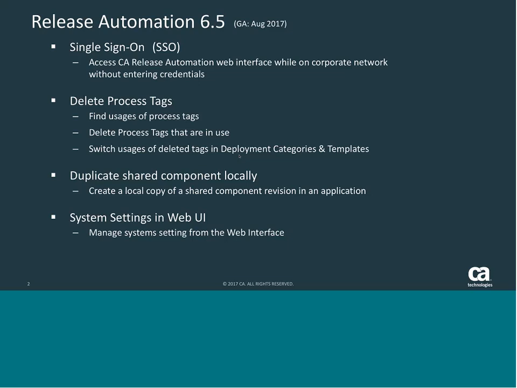First of all, you can do a find usages of a certain process tag, so you can see exactly where it is being used. You can delete the process tag even if it isn't used. And a very nice feature is that once you are deleting it, you can also select whether you want to switch the usages to a different tag of the same process. So if you're using a certain version and now you have a new version of this process, you can immediately change all the usages in the deployment categories and the deployment templates. So any additional deployment plan or deployments that are created from this template will automatically be using the new tag.